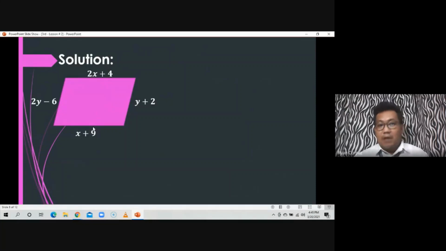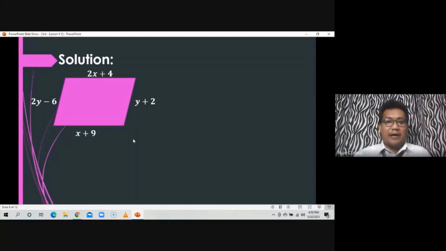So that means according to the property, they are congruent. Also, this side is opposite to this side. So again, according to the property, any two opposite sides in a parallelogram are congruent. So it so happened that yung magkatapat involves the variable x and the other one involves the variable y. So by using that property, we can solve for the value of x and y.